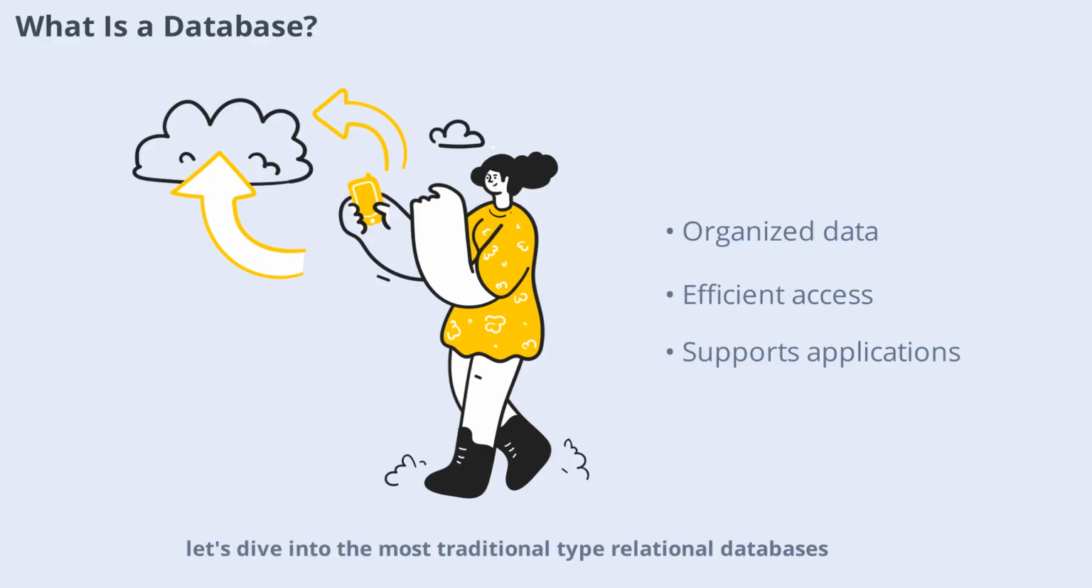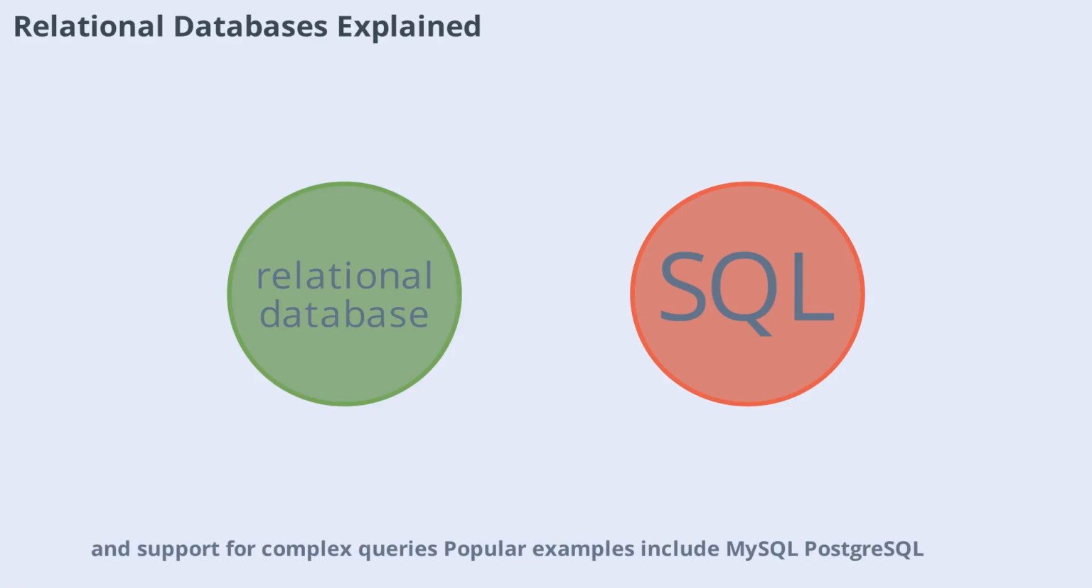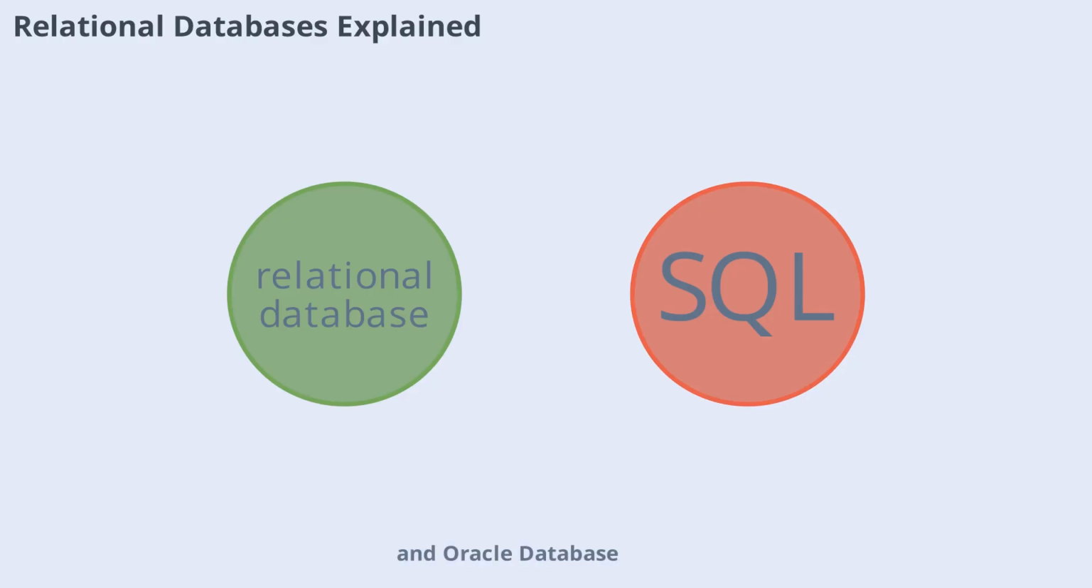Next, let's dive into the most traditional type, relational databases. Relational databases, often called SQL databases, have been around since the 1970s. They store data in tables with rows and columns, much like a spreadsheet. Each table represents a specific entity, such as customers or orders, and relationships between tables are defined using keys. SQL, or structured query language, is used to interact with the data. Relational databases are known for their strong consistency, reliability, and support for complex queries. Popular examples include MySQL, PostgreSQL, and Oracle database.